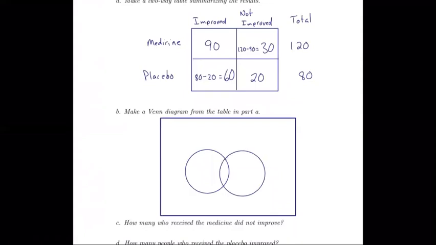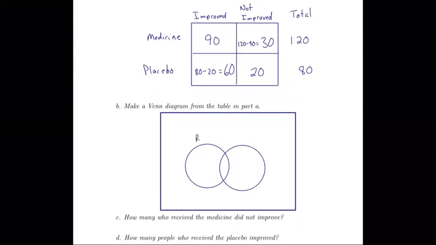And the thing you want to be careful of is if you use this method, one of these circles needs to be a row, like medicine or placebo. The other one needs to be a column, like improved or did not improve. And it doesn't matter which of those two, but one has to be from the row, one has to be from the column.